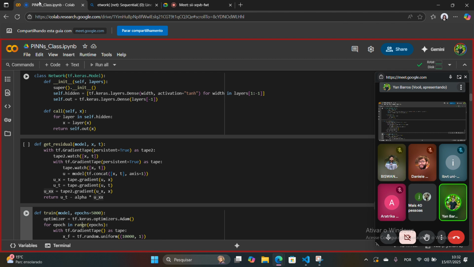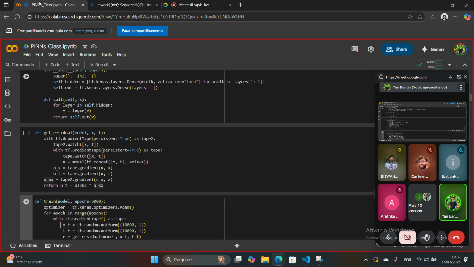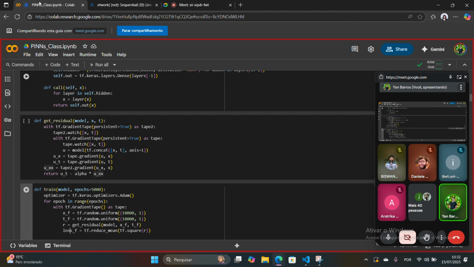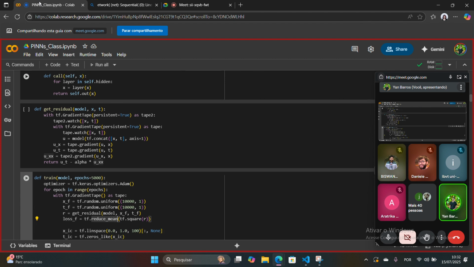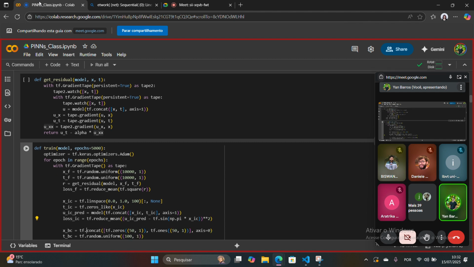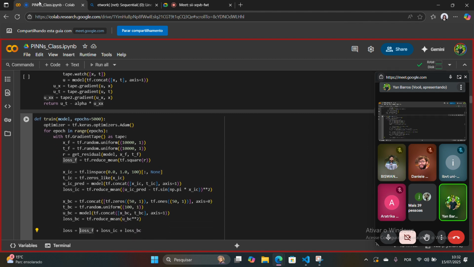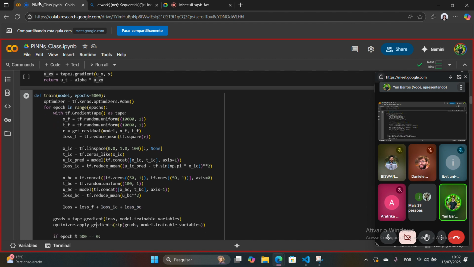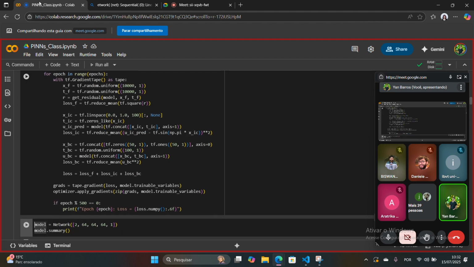We start the training functions. We get the collocation points here. Then we calculate the loss here from the residual. So we calculate the residuals here, which will be the equation itself. Then we calculate the loss function. Then we also calculate the initial conditions and the boundary conditions loss. So it's the same structure we have here, and we do this optimizing, applying the gradients here in TensorFlow. So it's the same way we are doing.